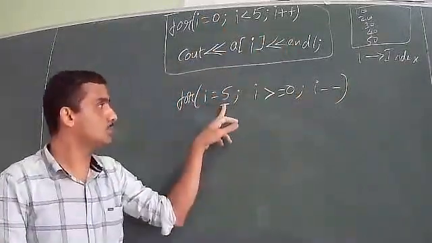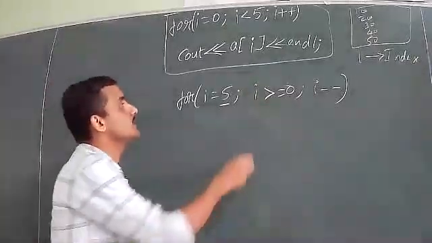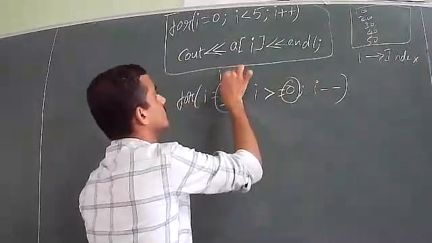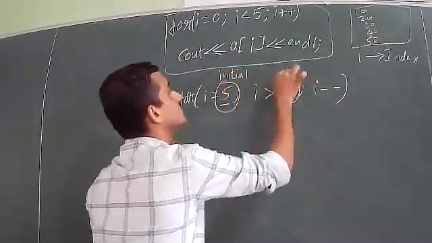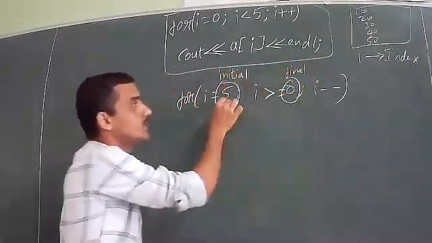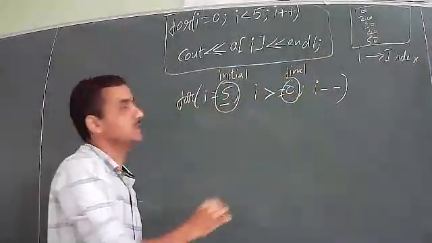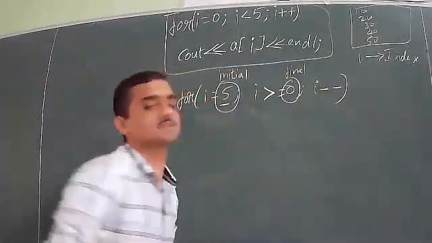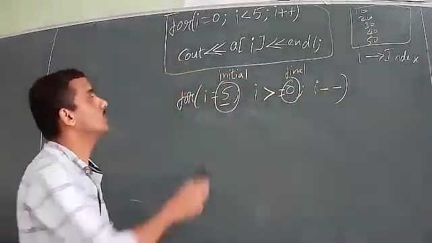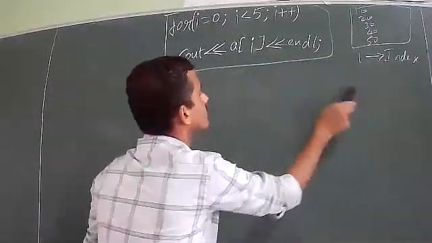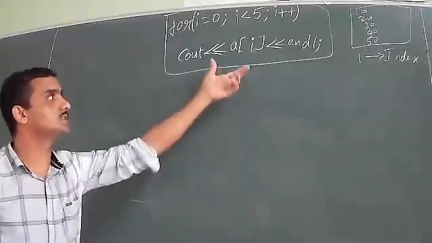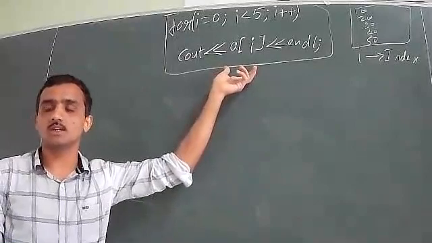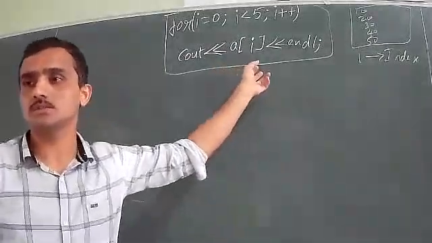If the initial value is more than the final value, so this is the initial value we have written, and this is the final value. If the initial value is more than the final value, then you have to take the greater than symbol and you have to say i--. Understood? Now we will consider the initial value less than the final value. So this is the code to print the values of a one-dimensional array. Any doubts still here?